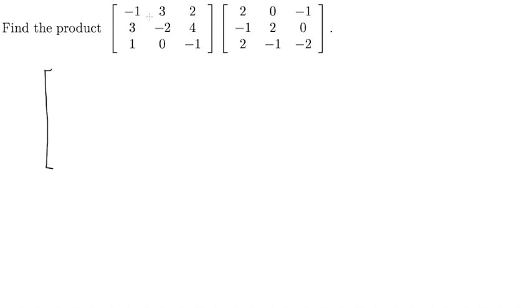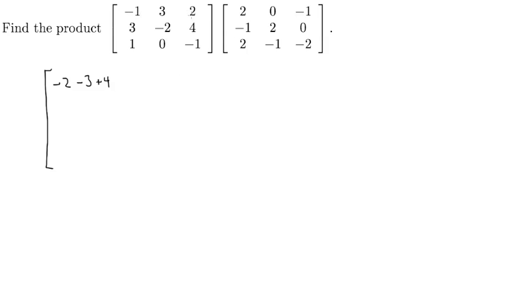So we're going to take a row from this matrix and a column from this matrix. So we're going to proceed top to bottom, left to right. So first row, first column, we take the first row here, first column here. So -1, 3, 2, we're going to match up with 2, -1, 2. So -1 times 2, that's -2, plus 3 times -1, that'll be -3, so we'll write -3, plus 2 times 2, so 4.